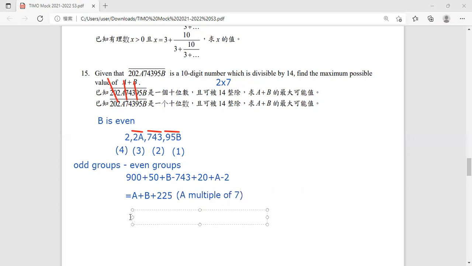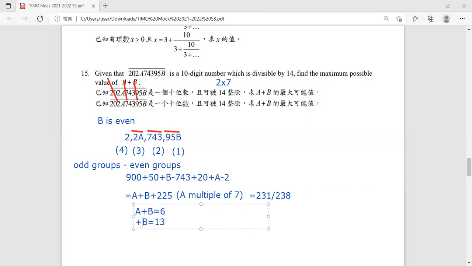So what will it equal to? It should equal 2041 or 2048. How about 2045? Can it be 2045? Of course not, because A plus B maximum is 16, and 225 plus 18 is 243. So it doesn't matter. So you will find A plus B is equal to 6 or A plus B equals 13.